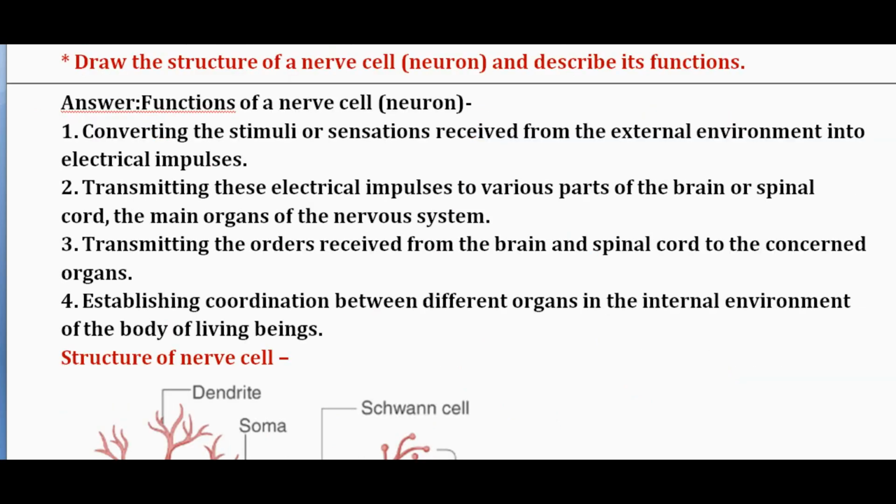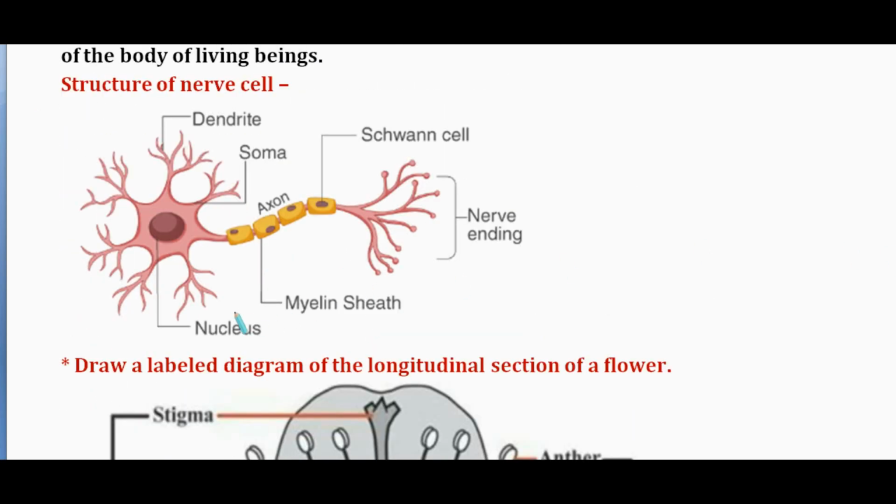These are the functions of nerve cells, and the structure is, this is a nerve cell, this part is the nucleus, these are the dendrites, this is the soma, and this part is known as the axon, and the cover part is known as the myelin sheath, and the cell present on the axon is the Schwann cell, and these are the nerve endings of the neuron cell.